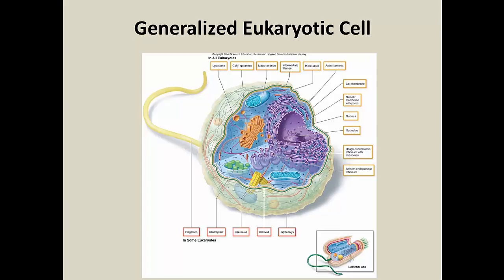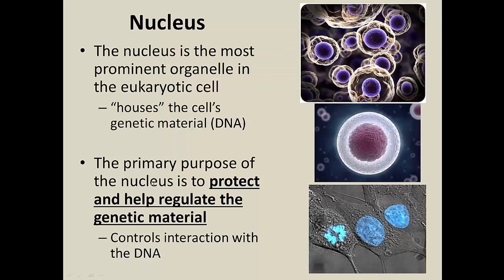As a result, we don't really have basic generalizations like cocci and bacilli like we had in Chapter 4 with the prokaryotes. So we're really just going to talk more here about the internal structures, which are more consistent than, say, the shapes, the sizes, and the arrangements, which are highly variable and really specific to each group of organisms. So we're going to focus on the internal content here.